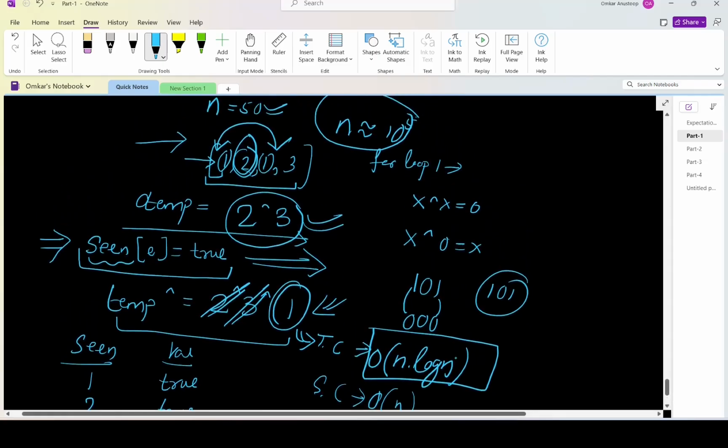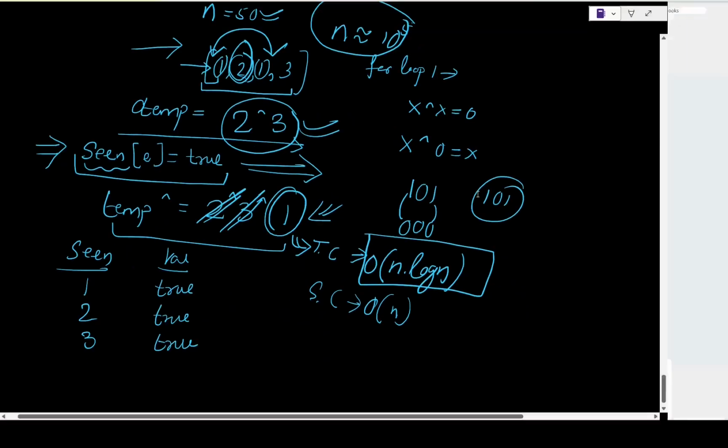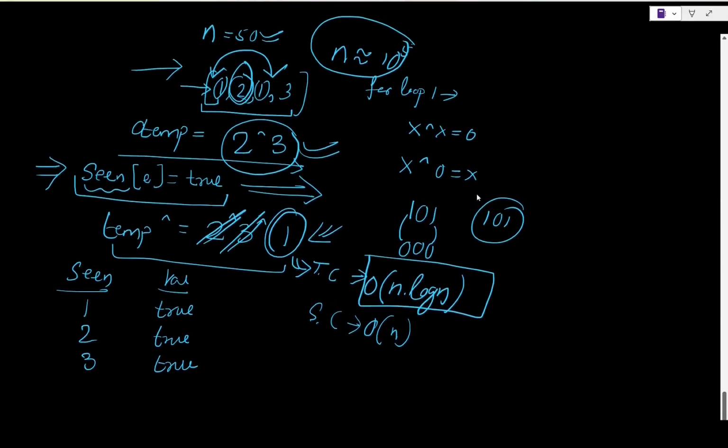And I'm also taking some additional constraints into consideration, like the number of elements is large and the value of elements is too large. And even then, we can get it solved in O(n log n) time by cleverly applying this property that an element XOR with itself is 0.